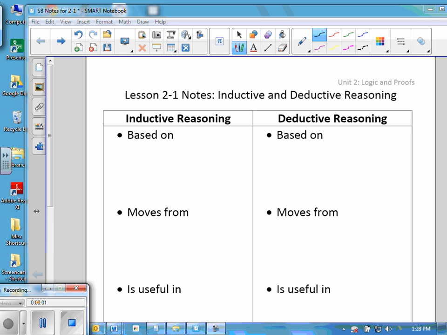Welcome to Unit 2. This unit is all about logic and proof. We're starting the first lesson on inductive and deductive reasoning. So let's look at the difference between the two.